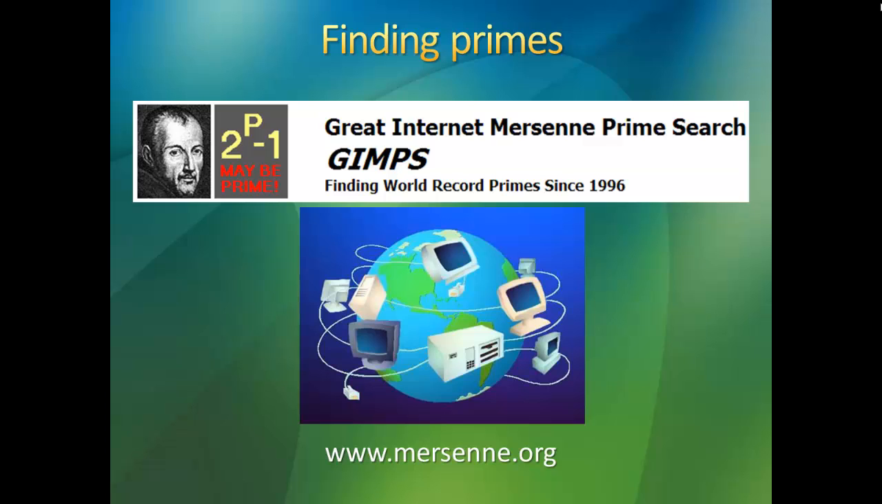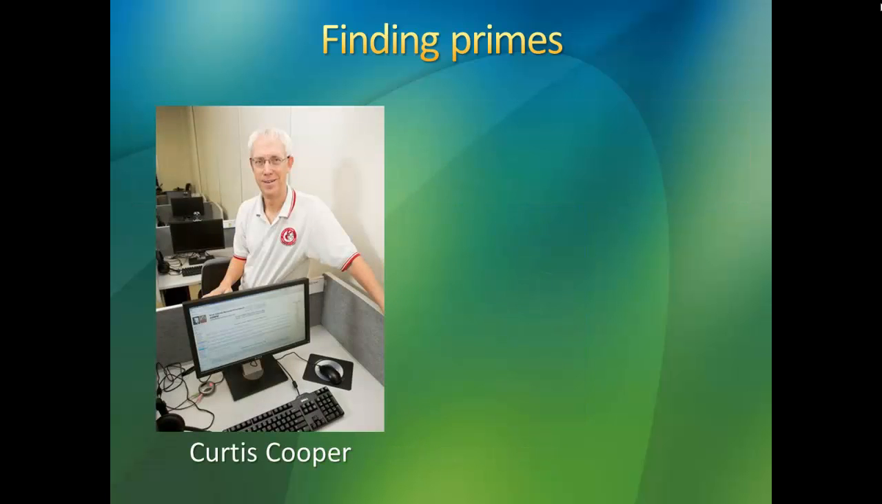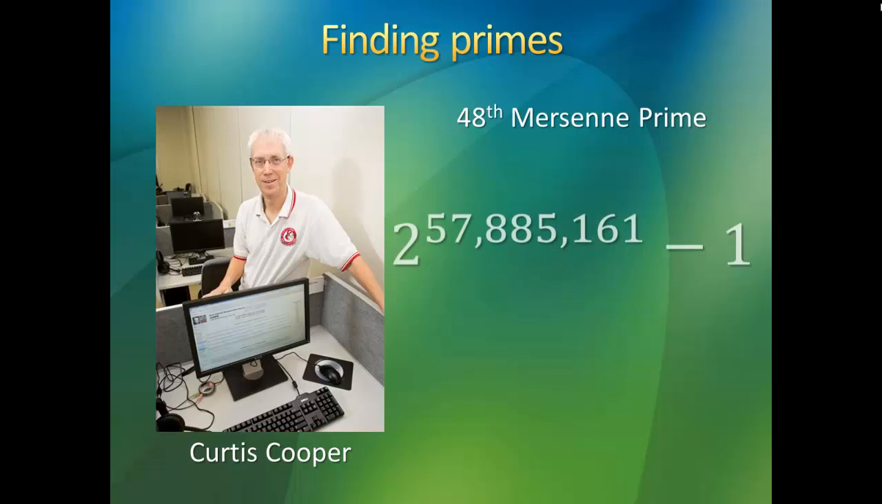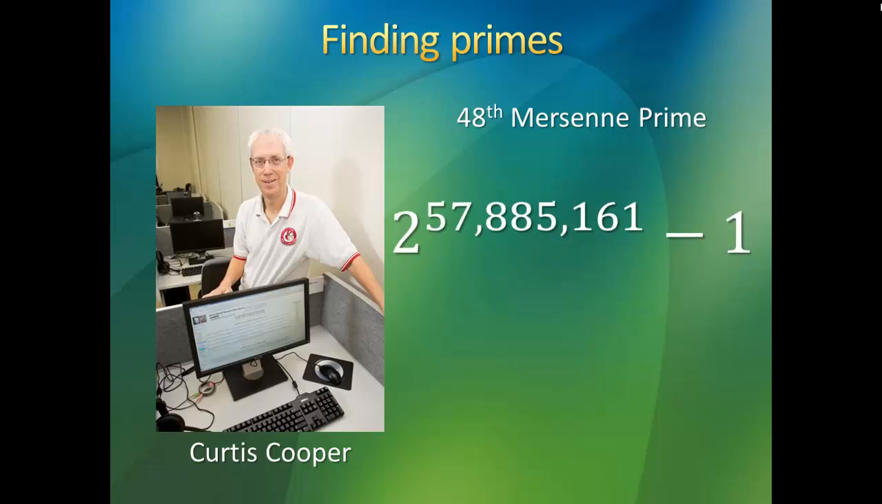The largest known Mersenne prime was actually discovered quite recently, in January 2013, by Curtis Cooper at the University of Central Missouri. This prime, the 48th Mersenne prime, is equal to 2 to the 57,885,161st power minus 1, and it has 17,425,170 digits.